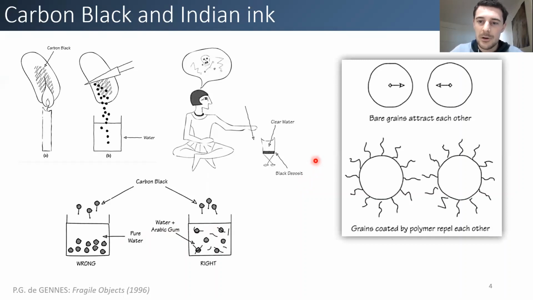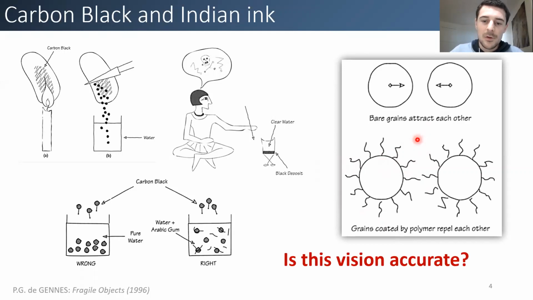The mainly acknowledged scenario for this stabilization is the following. The polymer is adsorbed at the surface of the carbon black particle to decrease the hydrophobic interaction between the carbon black particles and the water. But to our knowledge, there is no experimental proof of this vision, and this is what we aim at in this talk.